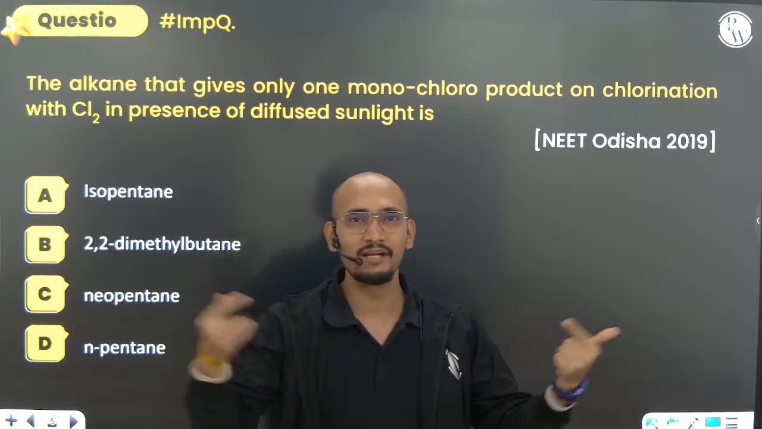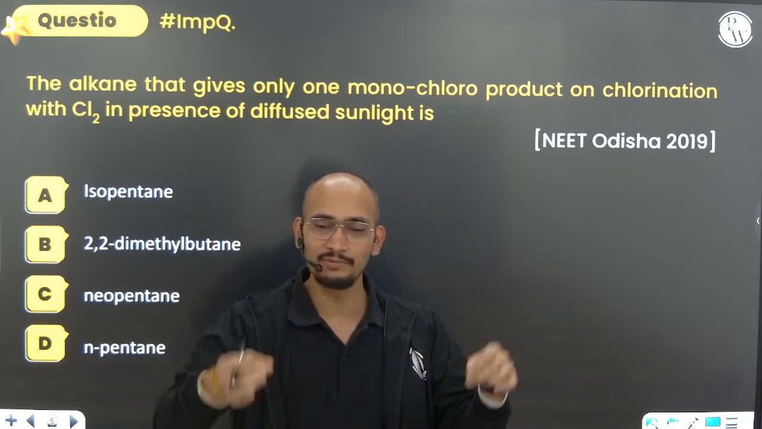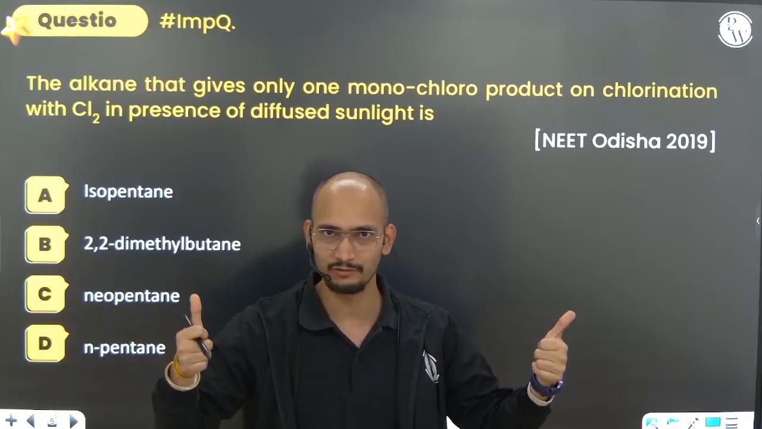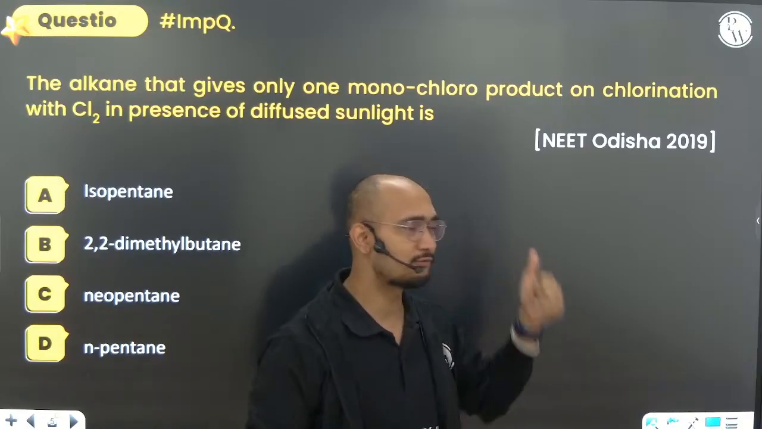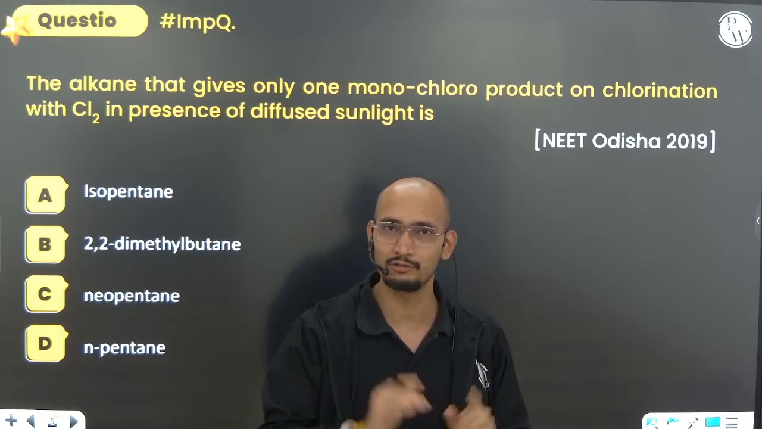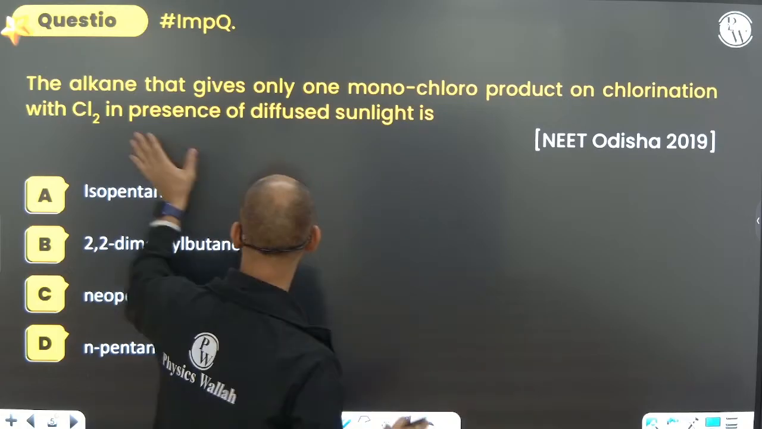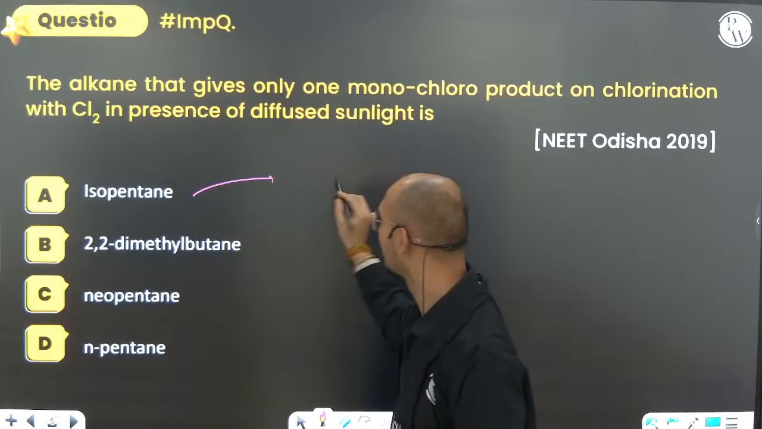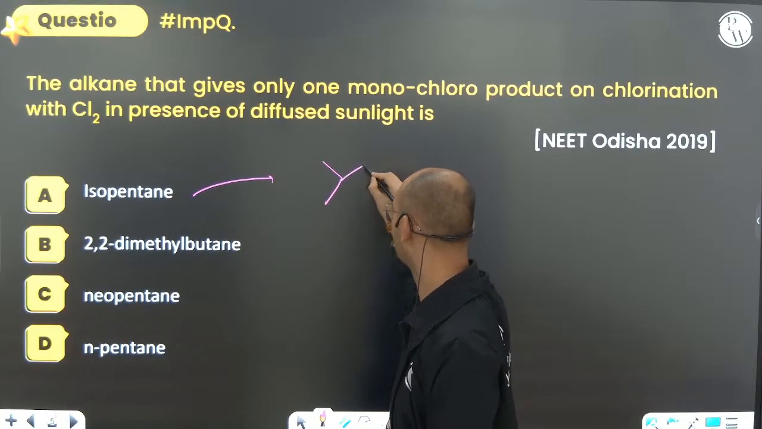So how many different types of H will be there? How many different products can be formed? Yes or no? So what you have to do in such a question? Directly see how many hydrogens there are, so that many halogenated products can be formed. Let's look carefully. Isopentane will be 1, 2, 3, 4, 5.